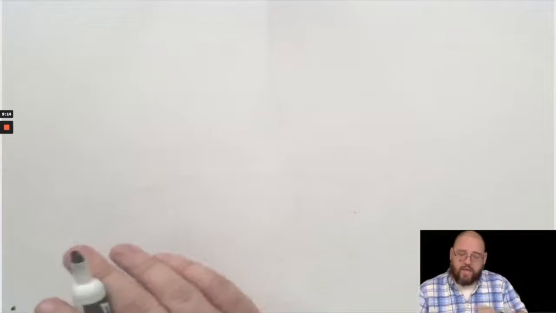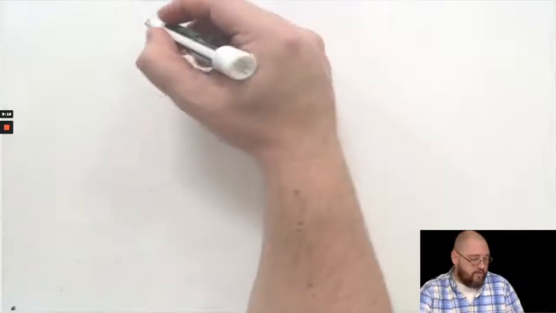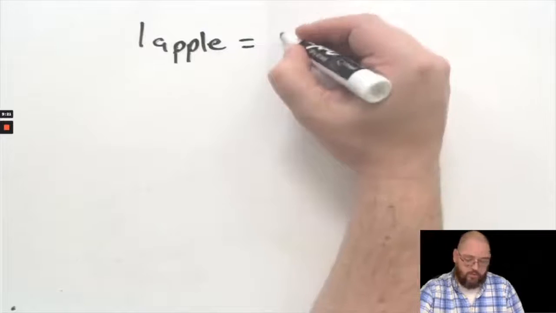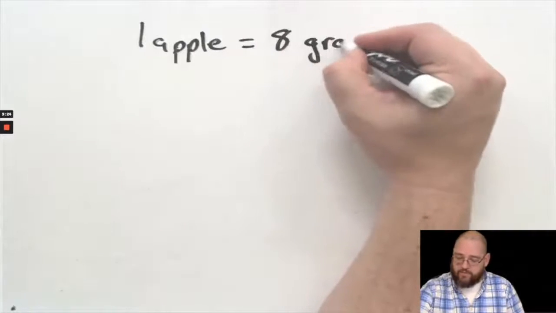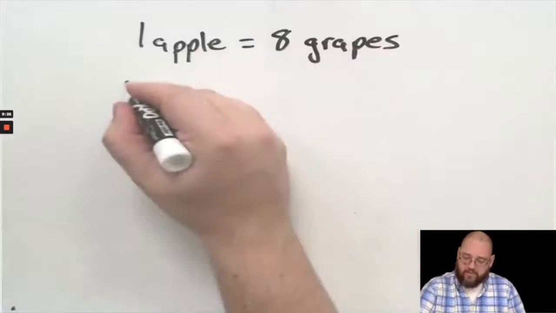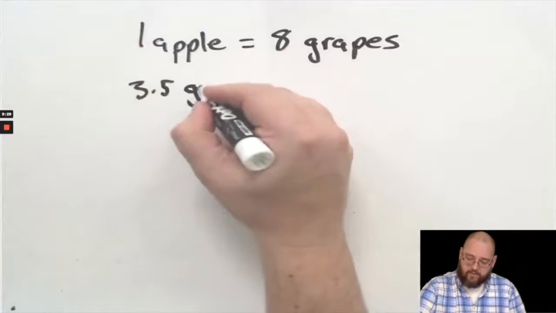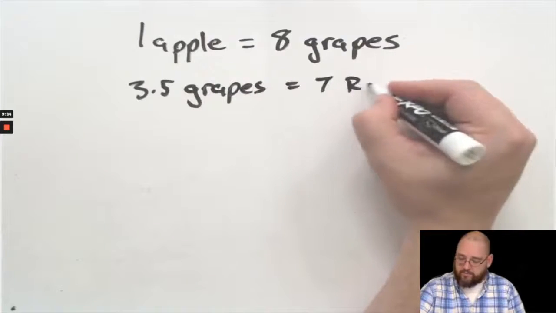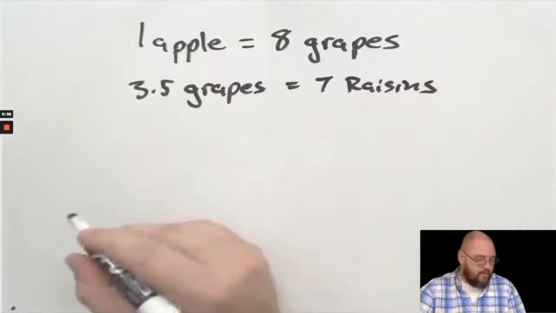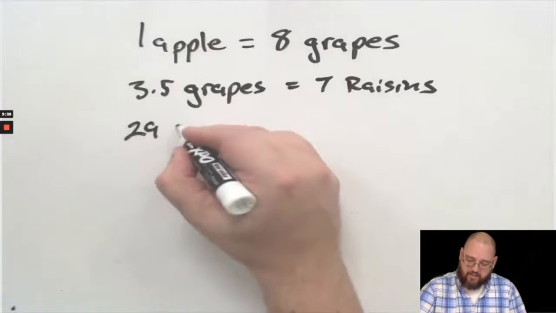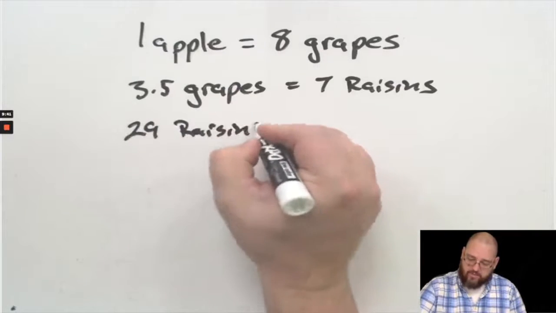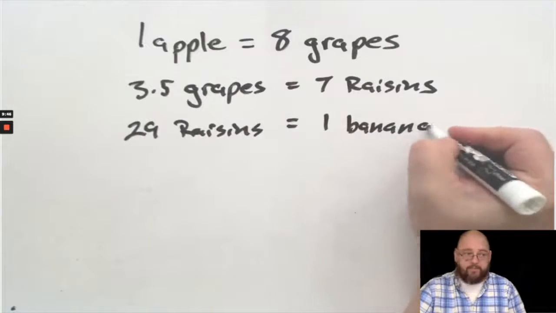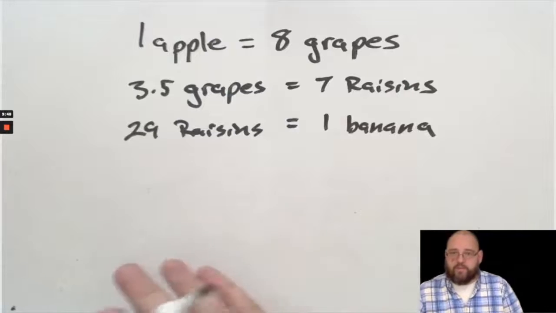All right, so I'm going to give some conversion factors here. Let's say that 1 apple is equal to 8 grapes, and 3.5 grapes is equal to 7 raisins, and 29 raisins is equal to 1 banana. Now, these are just arbitrary, crazy little things that I made up here.